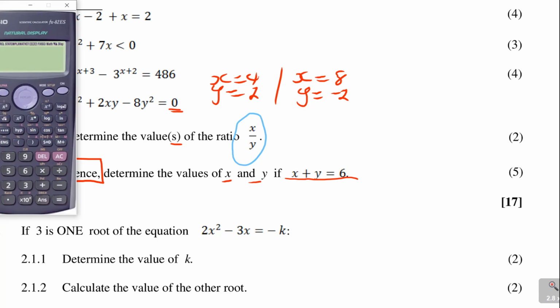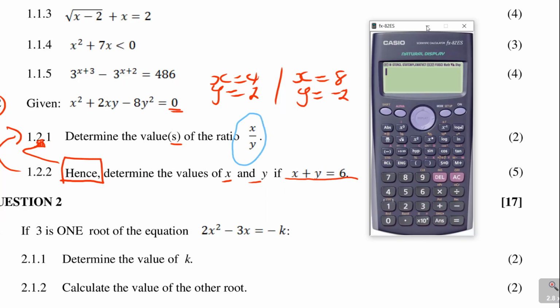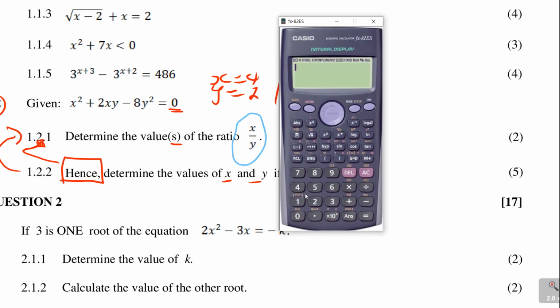And then when you do that with the calculator, let's start with the first one. To say x squared, remember x is 4 squared plus 2, and then x is 4, y is what? Y is 2, 4xy, minus 8, y squared is 2 squared. It must give us a 0. There I'm getting a 0.